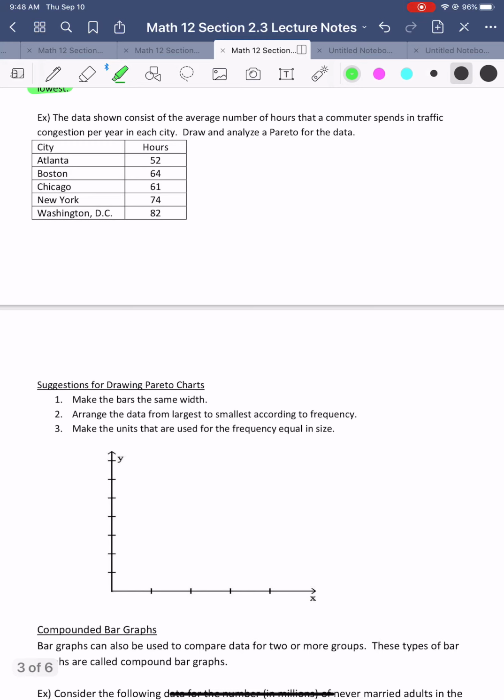The suggestions for drawing a Pareto chart: number one, make the bars the same width; arrange the data from the largest to the smallest according to the frequency; and make the units used for the frequency equal in size. So I want to make the highest first, which is Washington D.C. I put Washington D.C. in first place, then New York in second place, then Boston in third place, then Chicago, and then Atlanta.